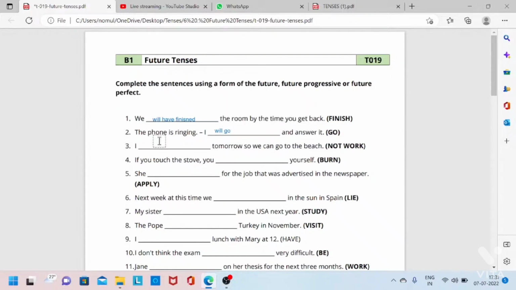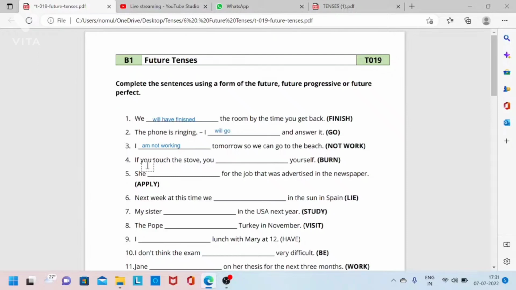Okay, so I dash tomorrow we can go to the beach. By using not work we have to complete this. Now I am. Okay, here I am not working. Okay, -ing formation here. I am not working tomorrow so we can go to the beach. So this is the right formation of the sentence. By using not and work we have completed this.